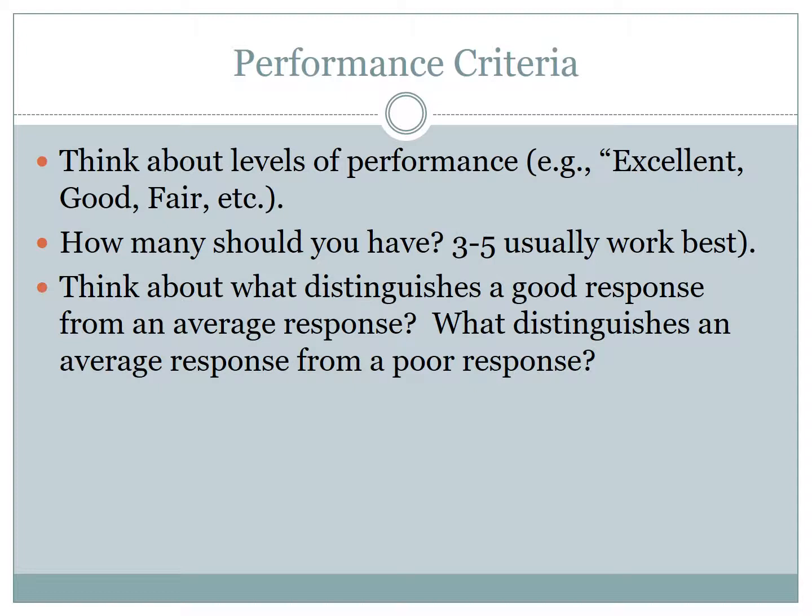You're going to think about the levels of performance that go across the top and what words you want to use. Excellent, good, fair, for example. As we said, 3 to 5 levels of performance usually work best. If you go down to 2, you don't get enough finite grading. If you go more than that, it just gets confusing to the student. Think about what distinguishes a good response from an average response and an average response from a poor response. And then you can begin to write the criteria.